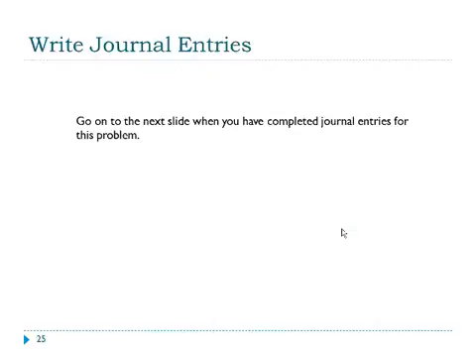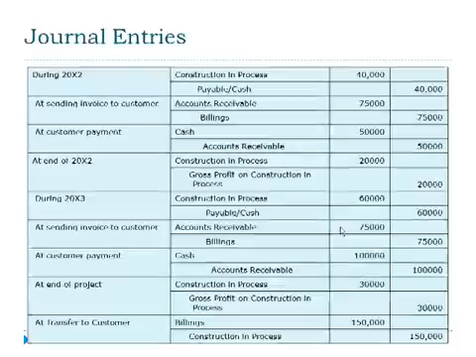The journal entries that you would write next are based on the numbers you've just calculated in that table. Pause right now and write out your journal entries, and when you're done, unpause this video and take a look at the journal entries that I have written. Here we have, for the 2 years, recording the costs, recording billing the customer, recording the customer payment, and recording the gross margin on construction in process each year. In the second year, we also have added in the transfer to the customer.